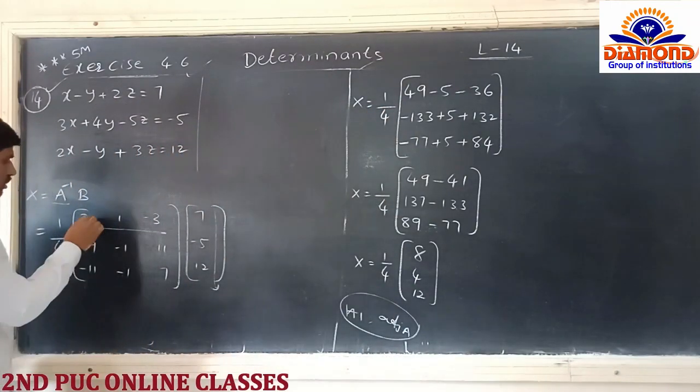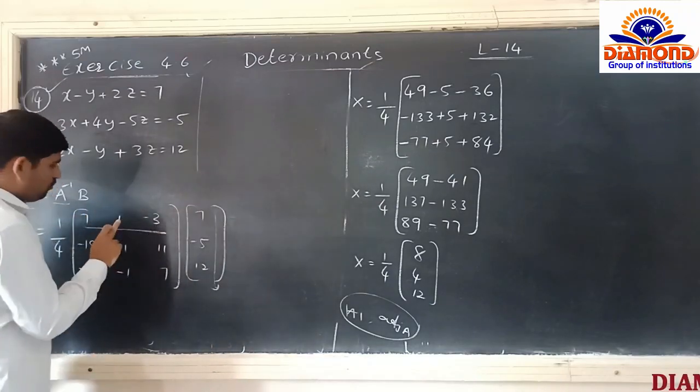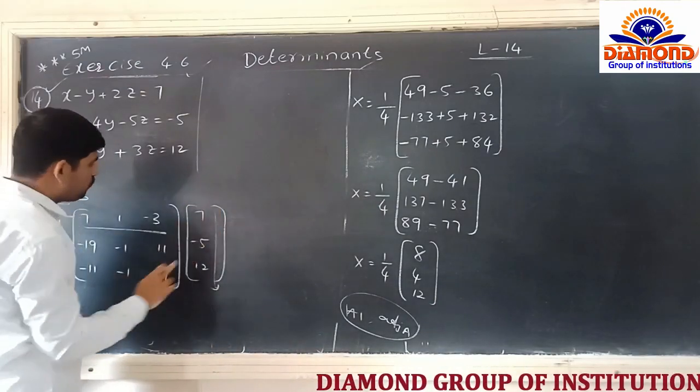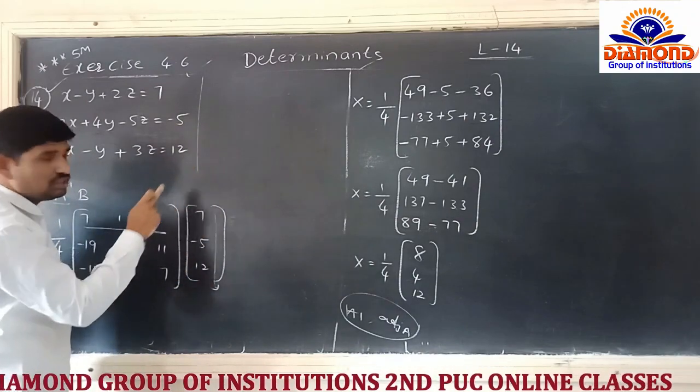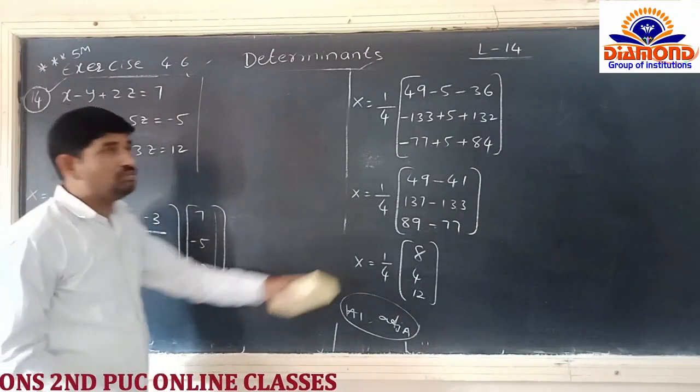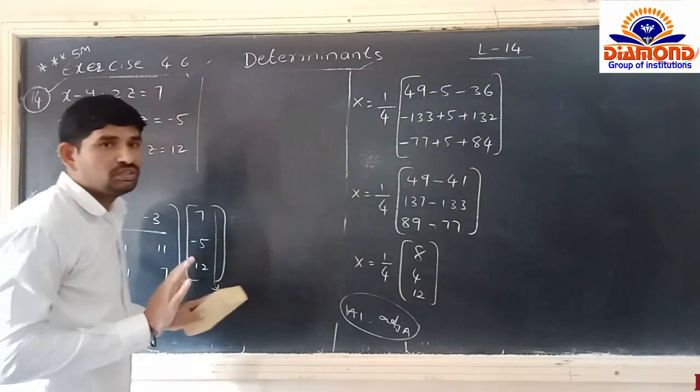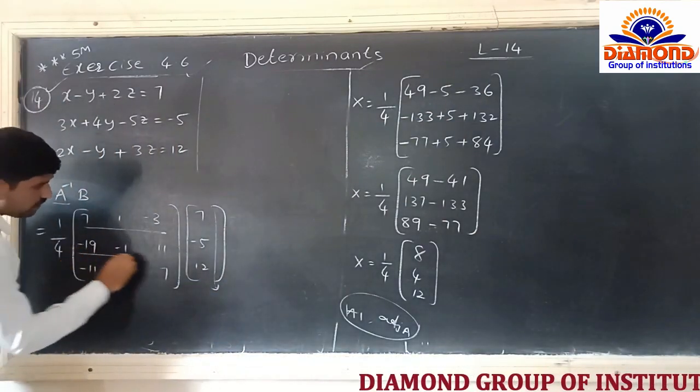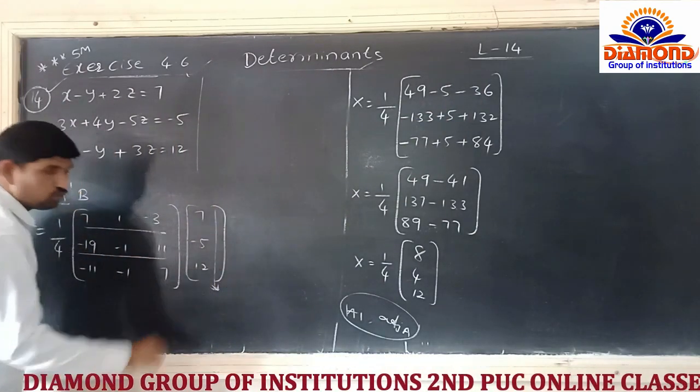So 7 into 7 is 49. 1 into minus 5 is minus 5. Minus into plus is again minus. 3 into 12, 12 three times is 36. Yes, we have completed the first row. Now by taking the second row, again we multiply with the first column.